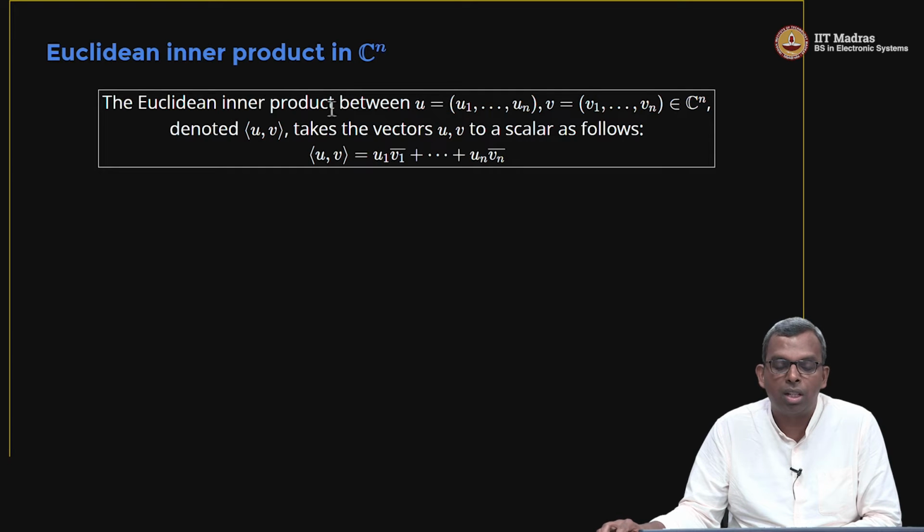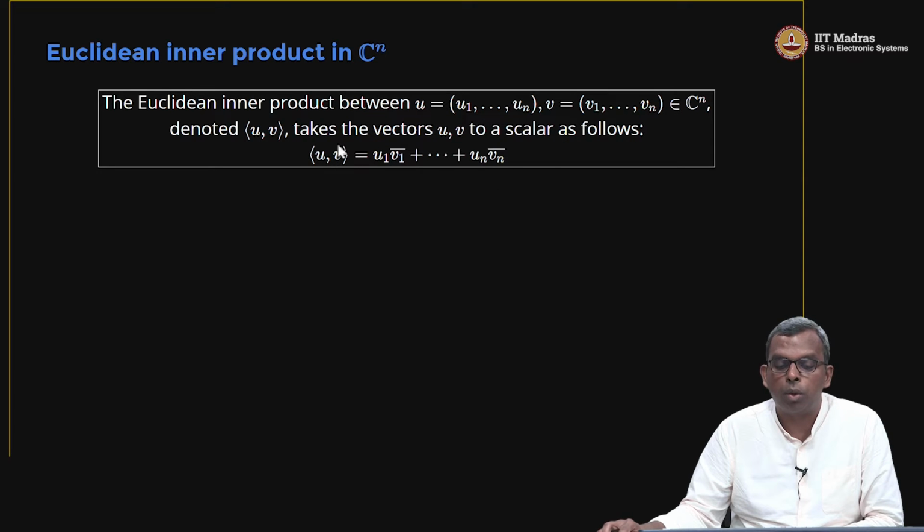So, here is the definition. The Euclidean inner product between u and v, when u is u1 to un and v is v1 to vn, both of these are vectors in Cn, is denoted with this notation. So, these are called angle brackets, okay. If you have not seen them before, these are angle brackets. In angle brackets, if I put u comma v, the inner product of u and v, that denotes the Euclidean inner product in this course. It takes these vectors u, v, a pair of vectors, to a scalar. A scalar can be complex in general, okay, a complex scalar.